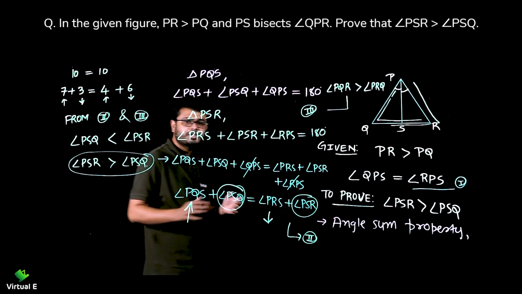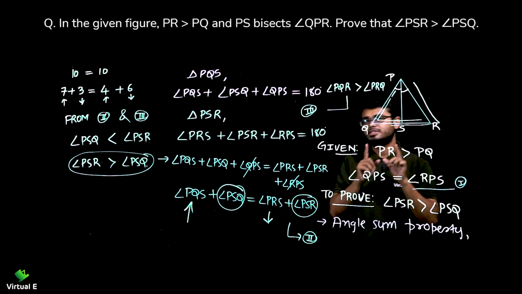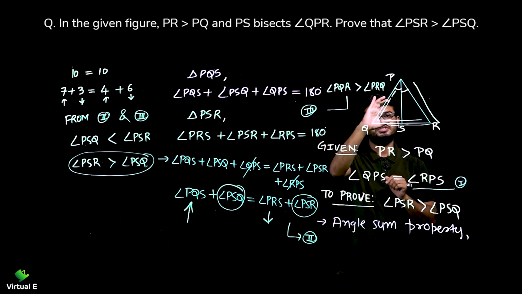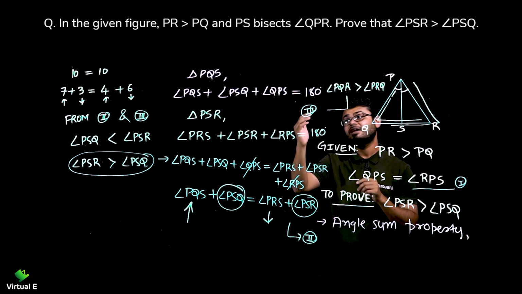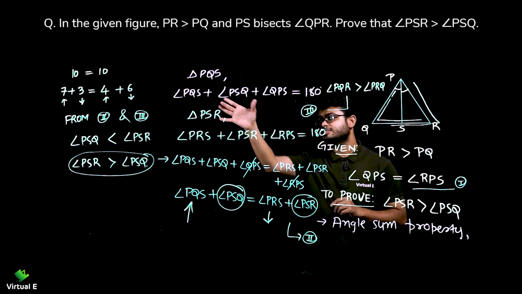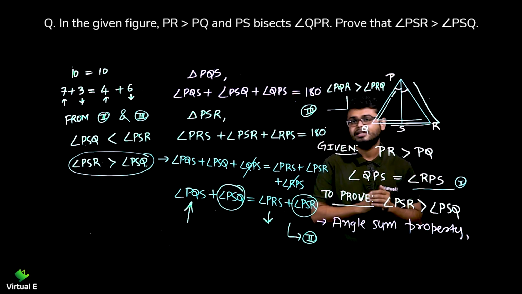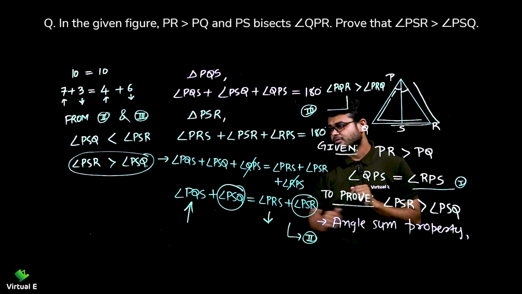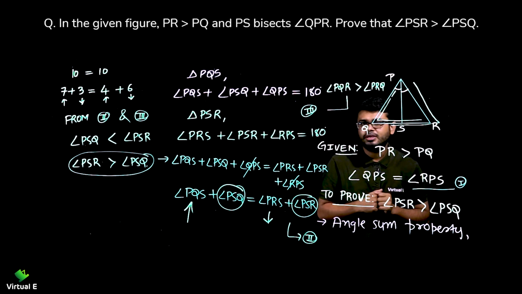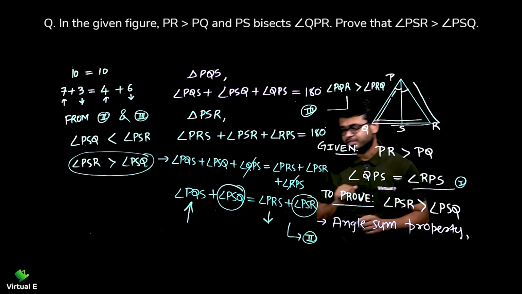So let's recall what we did in this question. First of all, we started with the angle sum property for this first triangle, then for the second triangle. Then we equated both of them because their value is 180. So this is equal to this, we can write it. And out of that, we use the second condition related to angle, that PS is angle bisector, meaning these two angles will be equal. So those two angles can be cancelled out. Then PR is greater than PQ, so we can write the same relation in terms of opposite angles. That's what we have written over here.